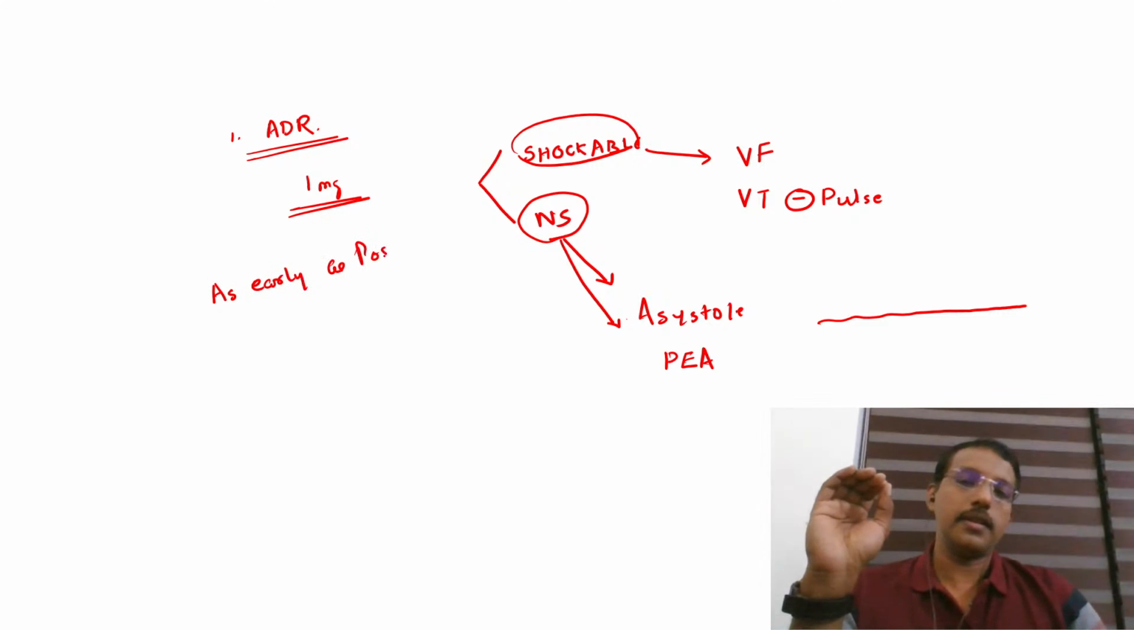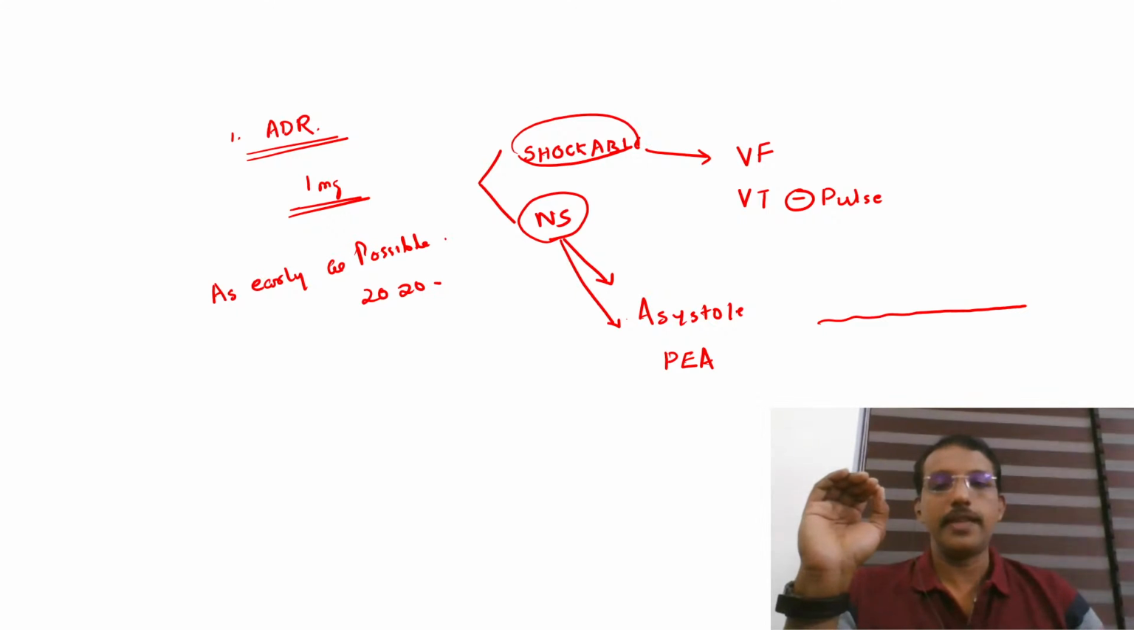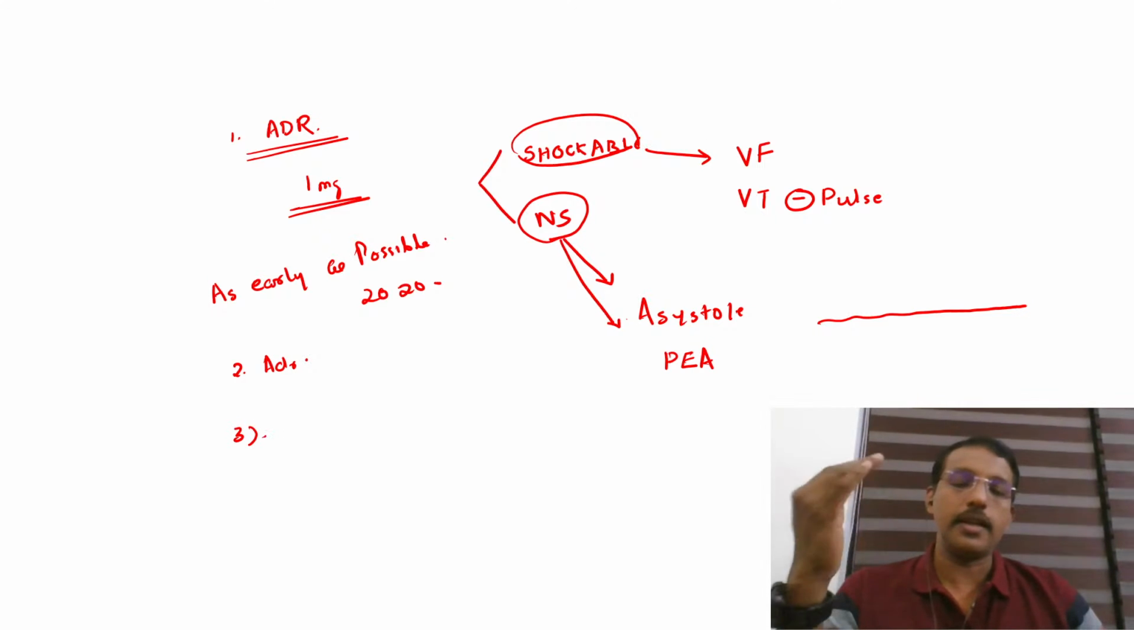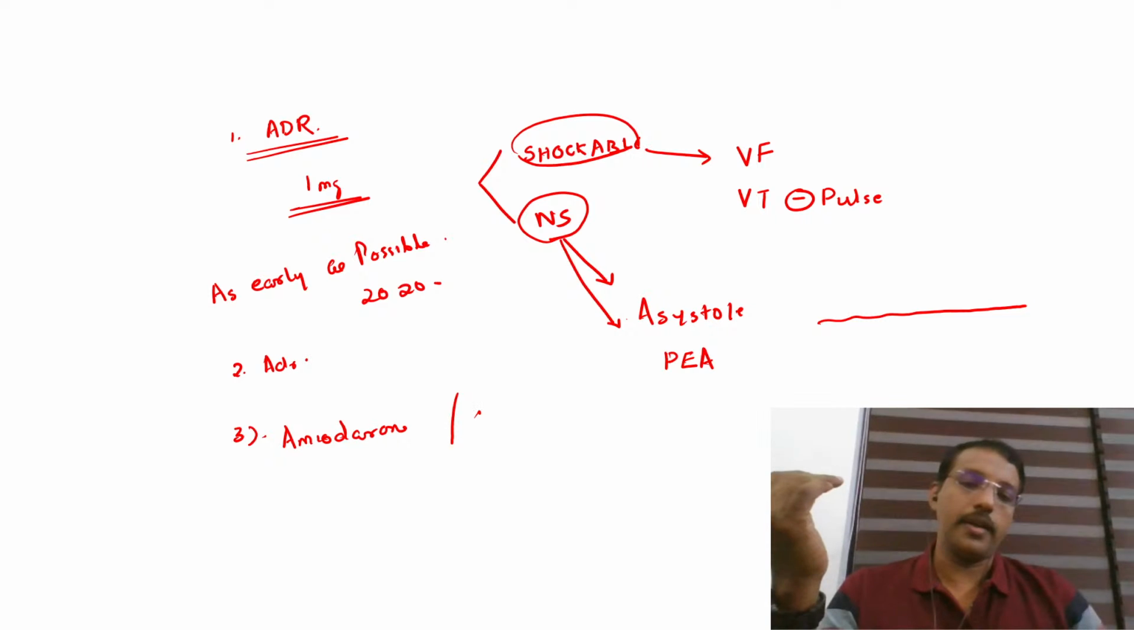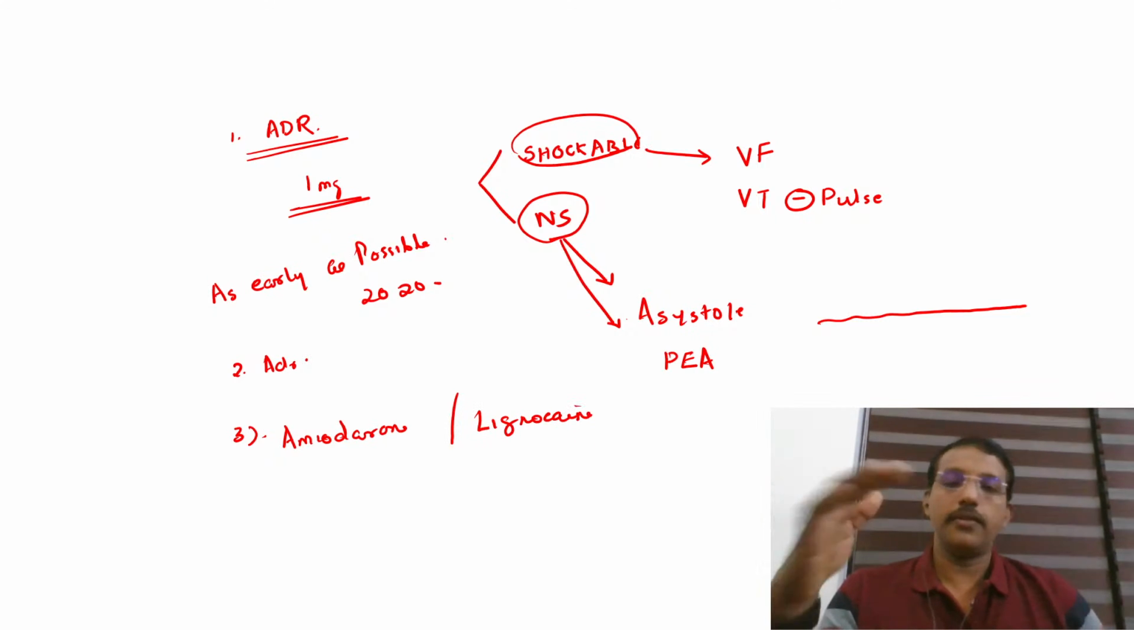This is the concept which has come up in 2020. Okay. Now the second drug you give is also adrenaline, and the third drug, once you think that adrenaline has to be supplemented by something, you can think of amiodarone and lignocaine. I am just cutting short for want of time.